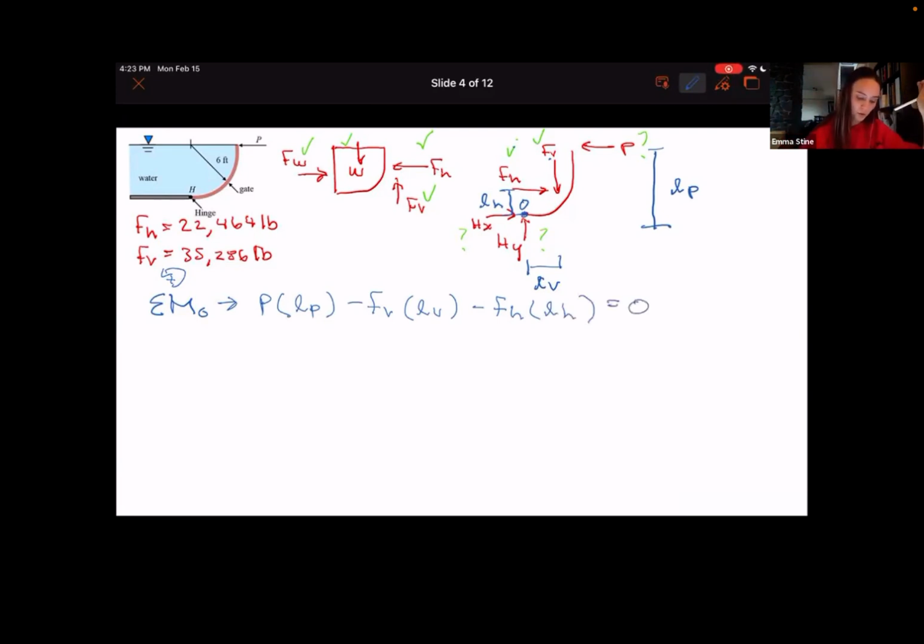Okay, what do we solve for? LP is the easiest thing to solve for, so we do it first. It's literally just this distance, so it's 6 feet. We did it. Okay, P we don't know. FV, we have LV.